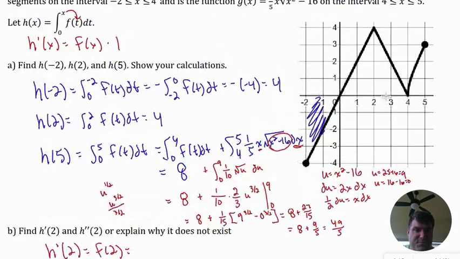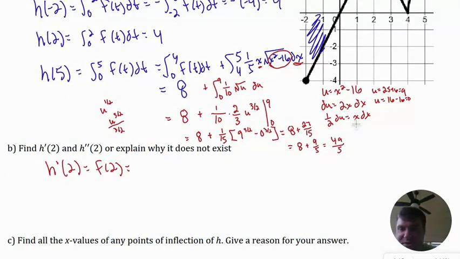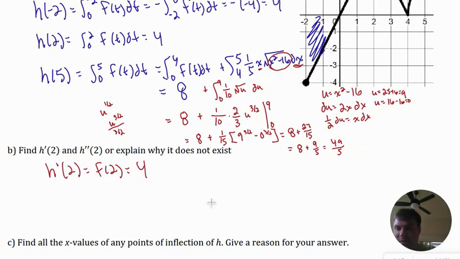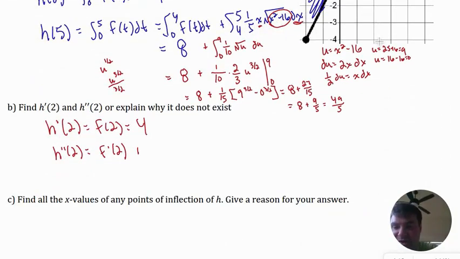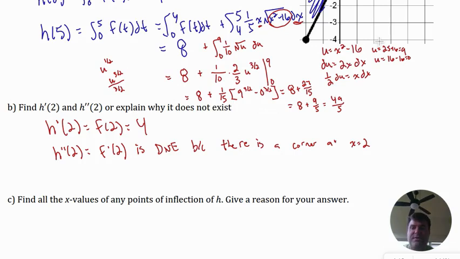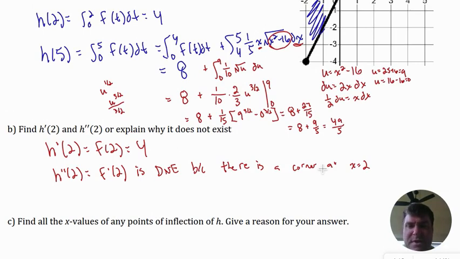What's the value of f of 2? Well, the height at 2 is 4, so, lots of 4s as answers. You're going to get 4. H double prime of 2 would be the derivative of f at 2. And the derivative at 2, we cannot find because of a corner. So this is DNE, because there is a corner at x equals 2. Therefore, f is not differentiable at 2. So I'm going to write that down. That's good enough for me.